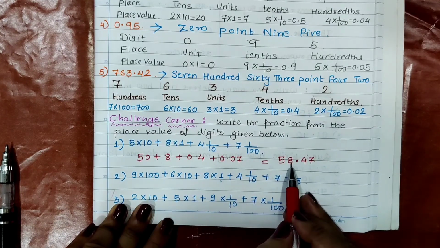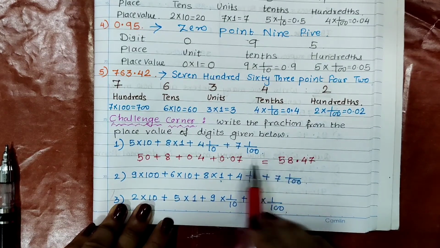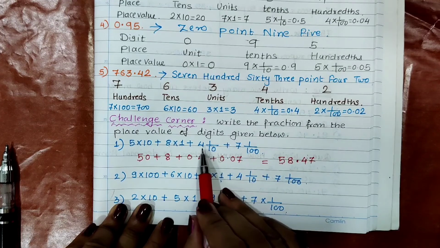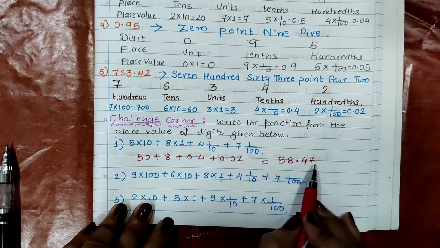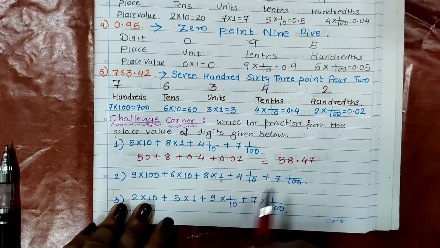Okay, 58, 8 is on the units place, 8 into 1 means 8 units, 5 into 10 means 5 tens, so 8 units 5 tens. Point 4 into 1 upon 10 means 4 tenths. After decimal point, on the right side first digit will be 4 and second digit will be 7 hundredths. In this way we have to write.